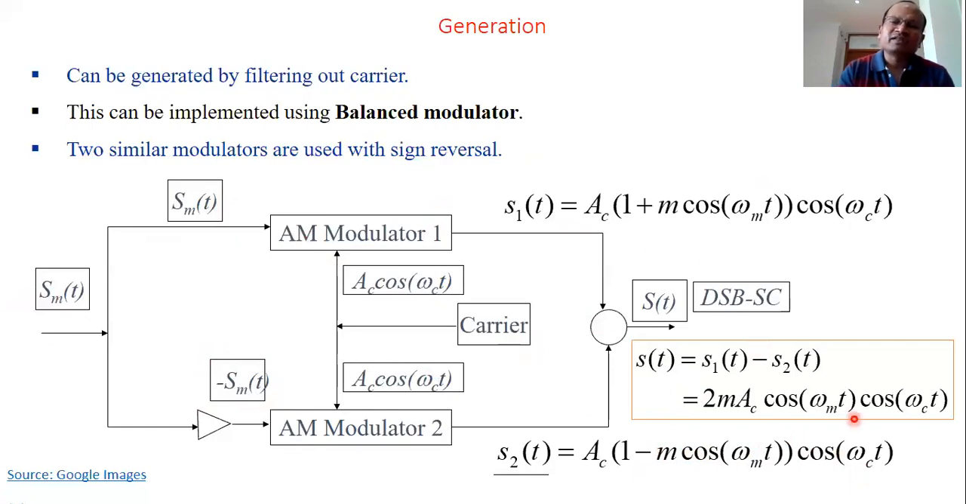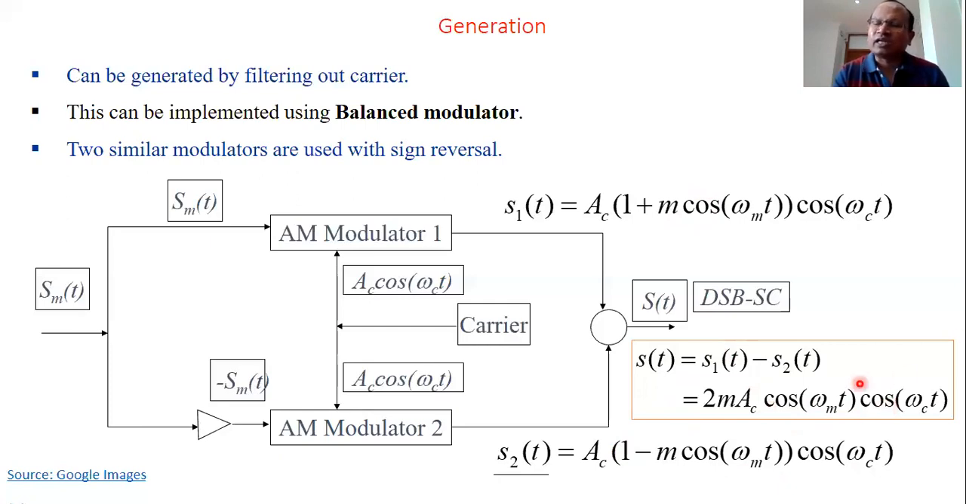And when we send them both to this mixer, and we get ST equal to S1T minus S2T, what do we get? The carrier terms will be cancelled, and M AC cos omega MT cos omega CT, and here minus M AC cos omega MT cos omega CT, will be added together because we are subtracting. So what we are getting is twice MAC cosine omega MT into cosine omega CT.